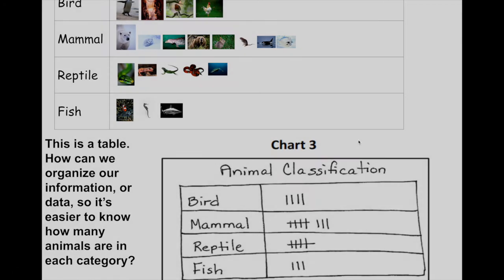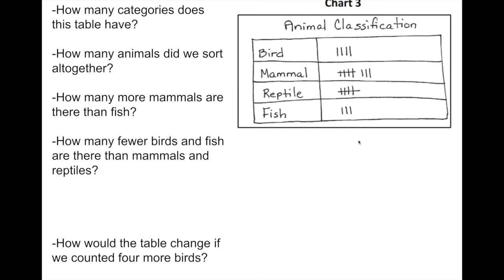Let's go ahead and see what else we can do with this data. So let's see, how many categories does this table have? Let's count them up. We've talked about it so far, but 1, 2, 3, 4 categories. So I have 4 categories in this table. How many animals did we sort all together? We can go ahead and add up our 4 categories. 4, 8, 5, and 3. 4 plus 8 plus 5 plus 3 is going to equal 20.